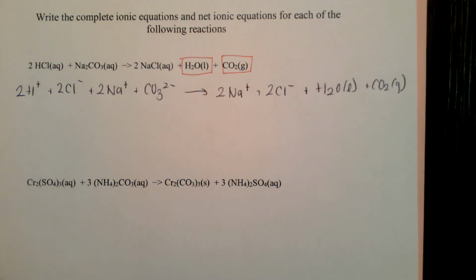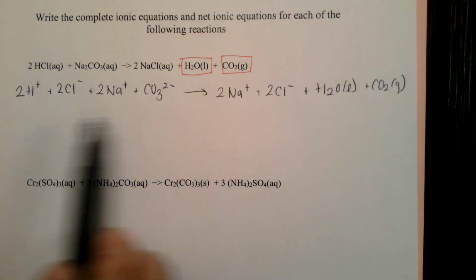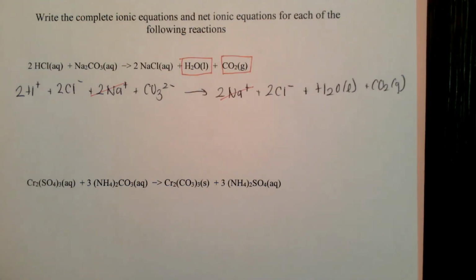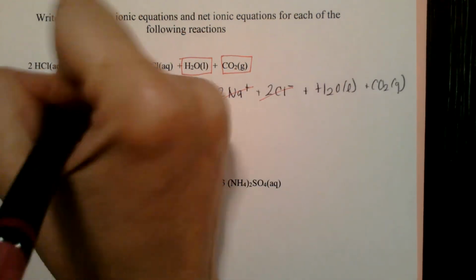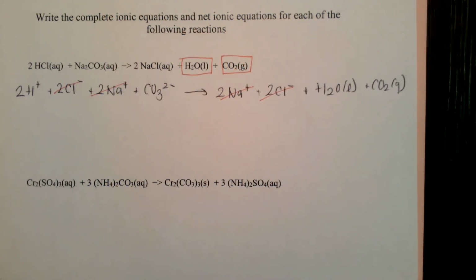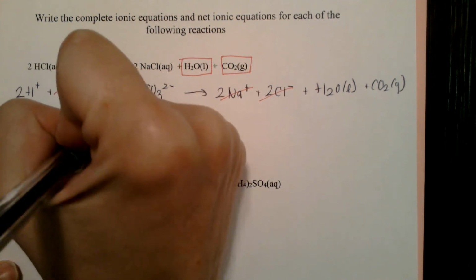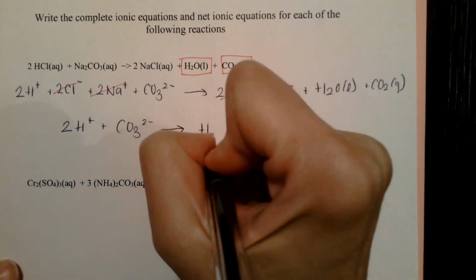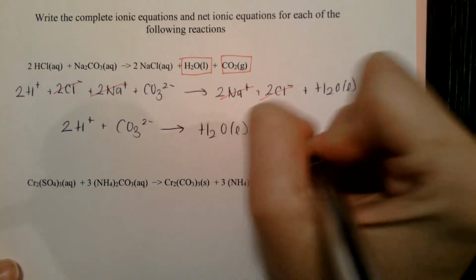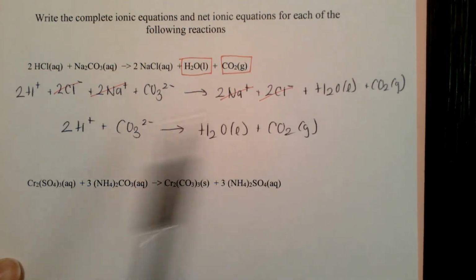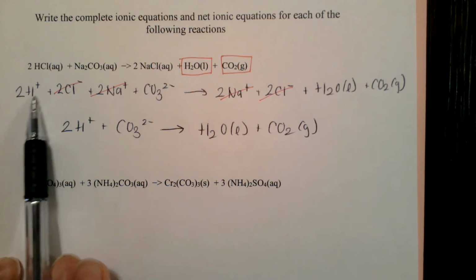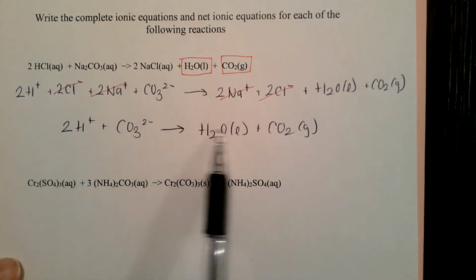So for the next part, we're going to identify spectators. Okay, so looking, I see I have Na plus and Na plus. So that is a spectator there and there. If I look, I have Cl minus and Cl minus. Those are also spectators. So those are going to be removed. So now to get my net ionic, I'm going to have 2 H pluses, a CO3 2 minus. Those are going to come together and form H2O liquid and CO2 gas. Okay, so removing my spectators, I have the H ions and the carbonate coming together to form water and carbon dioxide gas. So this is my complete ionic, and this is my net ionic here.